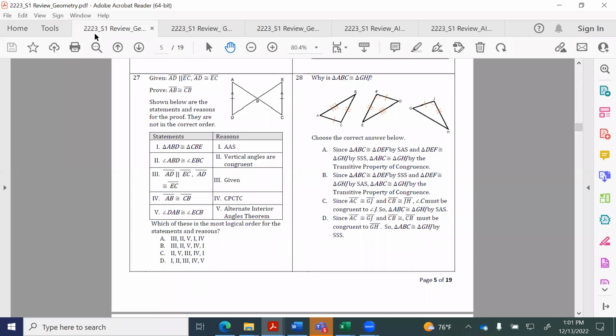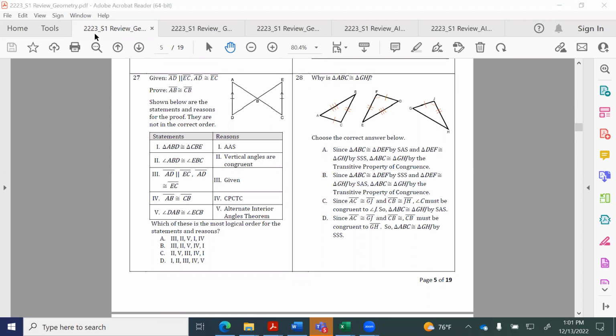All right, on number 27. This time they gave us some more information. AD is parallel to EC. AD is congruent to EC. So they already have it labeled on there. Great. Shown below are the statements and reasons for the proof. They are not in the correct order. So they want to know which one of these is in the correct order.